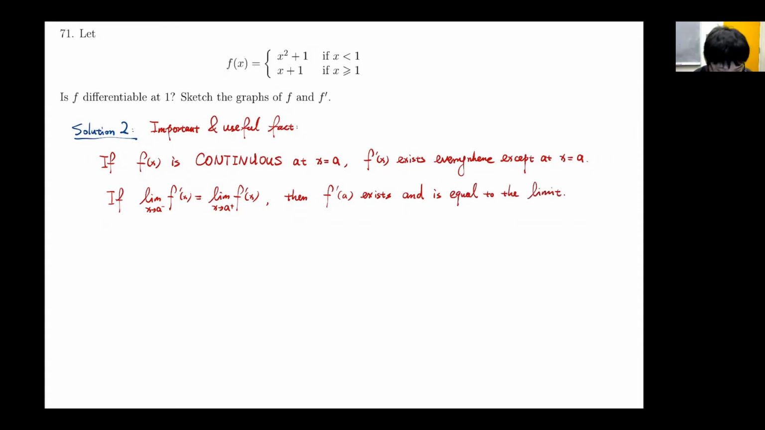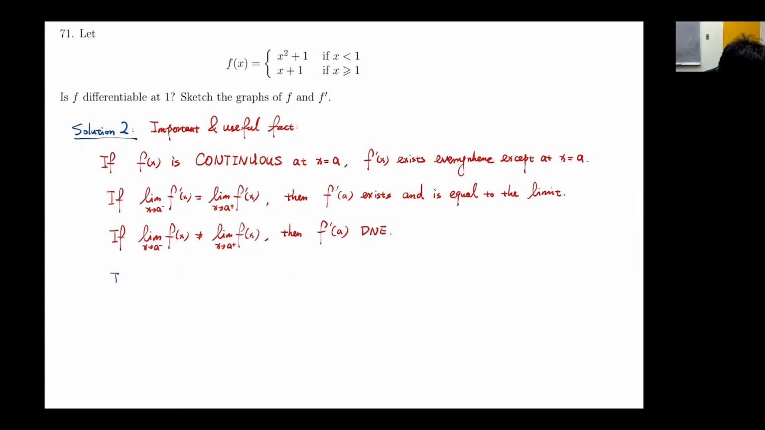All right, so this is the first situation. For another situation, if the left-hand limit and the right-hand limit both exist, but they are not equal, then you can conclude that f prime of a does not exist. This fact can be proved using the mean value theorem, and I definitely will go over the proof in one of the supplementary videos. Let's now use this fact for problem 71.